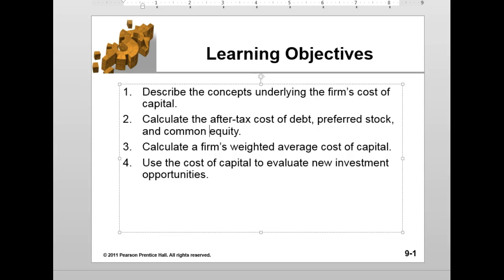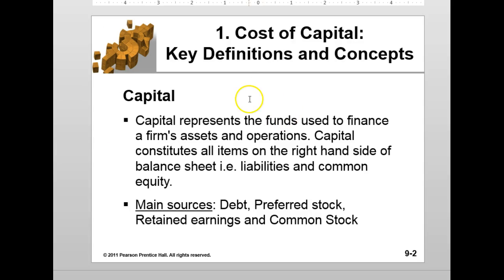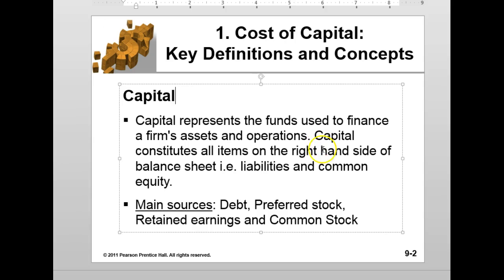So let's get some key concepts here. What is capital? Capital is going to be anything found on the right-hand side of the balance sheet: liabilities and common equity. Long-term liabilities, and we're looking at the equity section. So the main sources of capital are long-term debt, bonds, preferred stock, retained earnings, and common stock. What are these? These are resources that we use to fund the company, right?